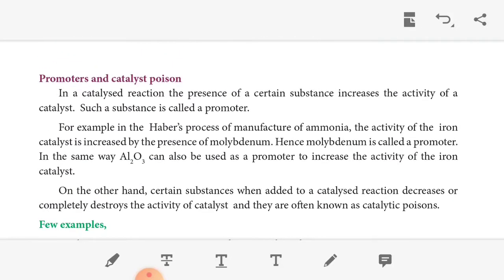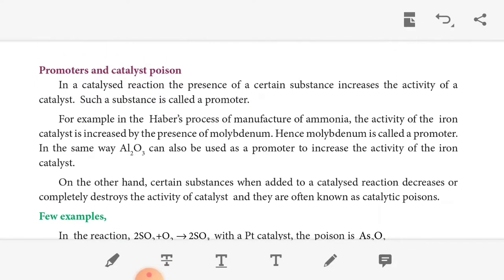The next one, promoters. It may be asked in 2 marks: what is a promoter, and what is a catalytic poison? A promoter is a substance that increases the activity of the catalyst. For example, in the manufacture of ammonia, we use iron as the catalyst, and molybdenum is the promoter of the iron. Catalytic poison means a substance that retards the reaction, that is, destroys the activity of the catalyst, and it is called a catalytic poison.